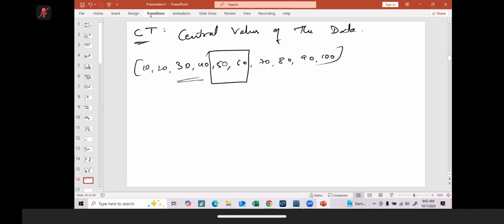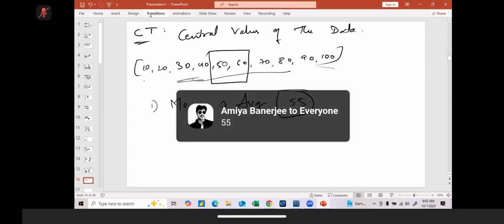What do we have in this central tendency? We'll have mean. Mean is the average of the whole data, the average of 10 to 100, the average of all of these values, 55. So that is the average value.